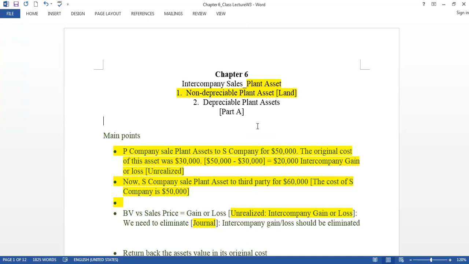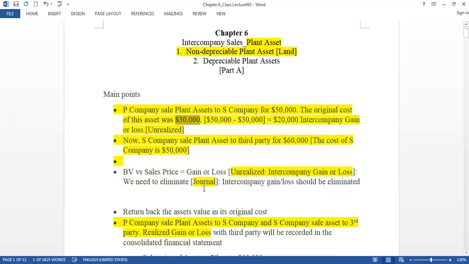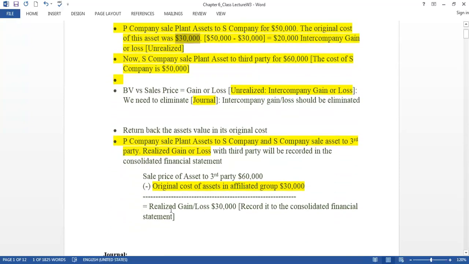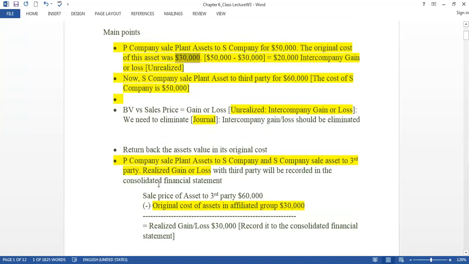As assets are within the affiliated group, when we prepare our consolidated financial statement, we have to report the asset at our original cost. Although we sold it for $50,000 and already have a gain, our original cost is $30,000. So sometimes we have to record asset debit, or sometimes asset credit, to make it original form. This is the second journal: return the asset value to its original cost.